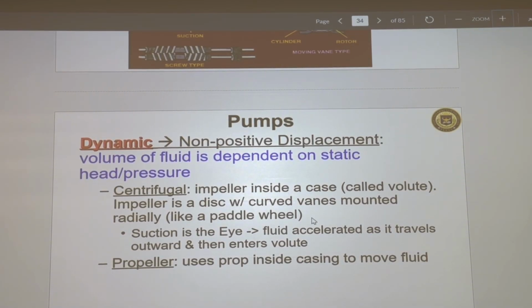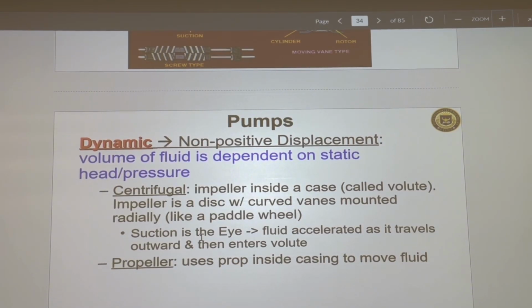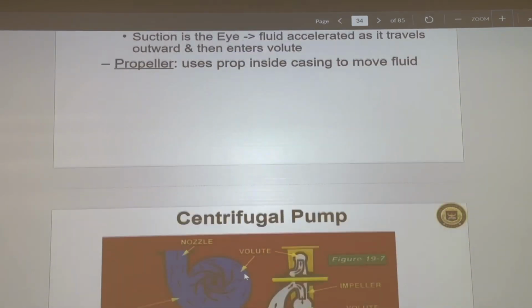They are radial, just like a paddle wheel, and the suction is the eye. So it is the center of the pump where the fluid comes in, and it exits at 90 degrees, radially. So this shows you how centrifugal pumps function. Let me show you the picture.